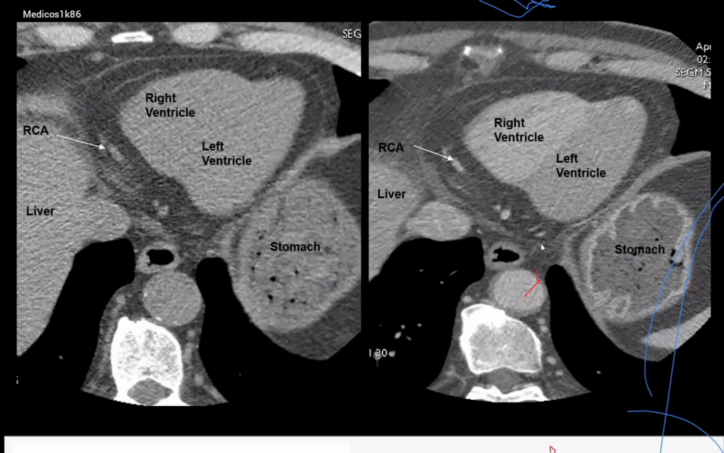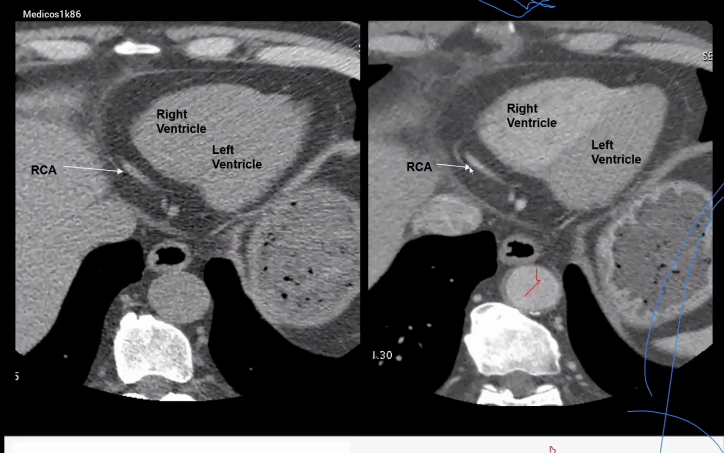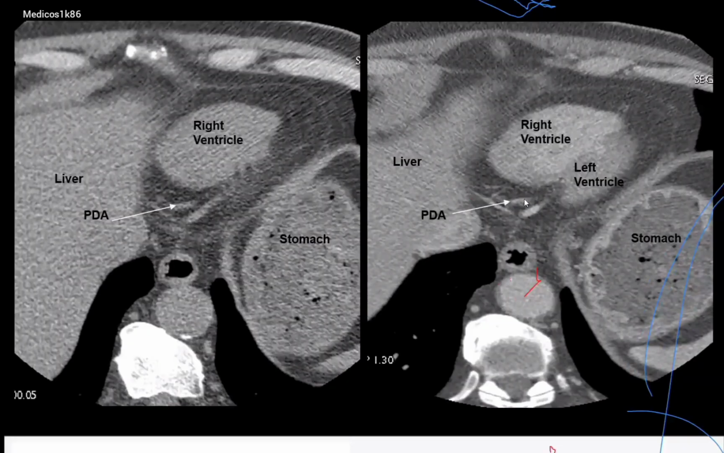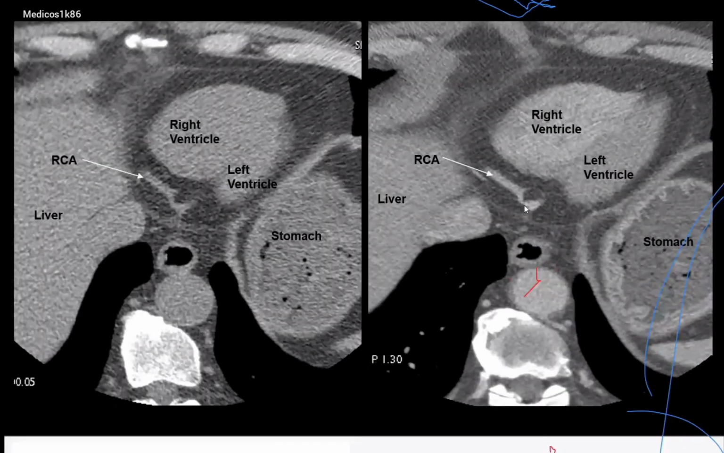And let me show you, the RCA is coming like that and dividing into two parts. When you see any vessel moving in between the two ventricles, it is called the posterior descending artery. If there is any vessel moving a little bit posterior and lateral, this small part, you can see here, and this is a vein, this is the posterior lateral branch, it is called.